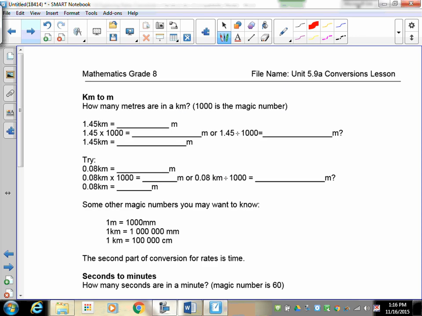Okay, kilometers back to meters this time. 1.45 kilometers. The one thing I can do is multiply. I'm going to get 1,450 meters. Or I can divide and get 0.00145 of a meter. Now this is tenths, hundredths, thousandths, ten-thousandths, hundred-thousandths. So this is 145 hundred-thousandths of a meter. Or 1.45 kilometers is 1,450 meters. That is the correct answer. Okay, you try the next one.